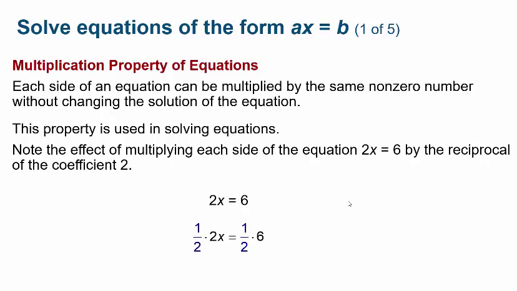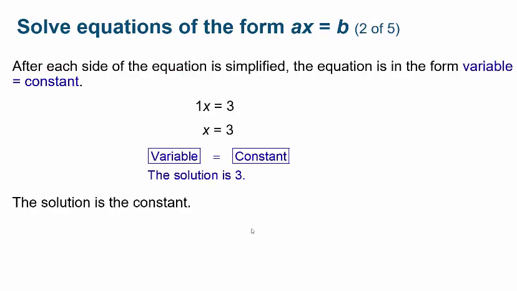So what I'm doing here is, to get rid of this 2, I'm going to multiply by its reciprocal. 1/2 times 2 cancels out, or actually equals 1. And you just get x is equal to 1/2 times 6, which is the same thing as 6 divided by 2, which gets you 3. After each side of the equation is simplified, the equation is in the variable form, like I said here, 1x is equal to 3, or x is equal to 3. And that's what we're looking for, that variable by itself.